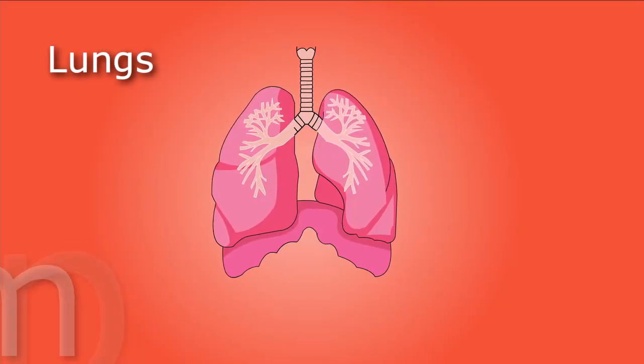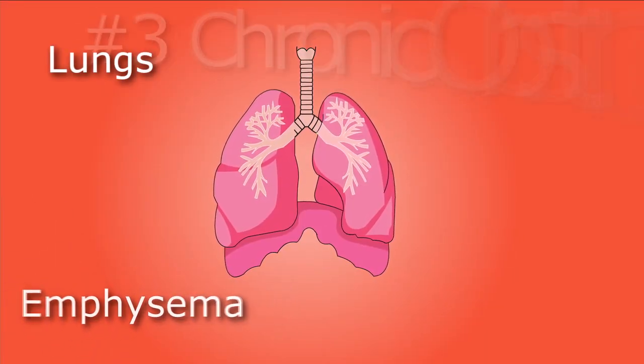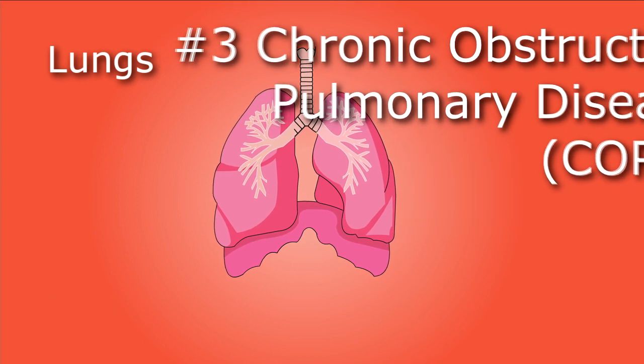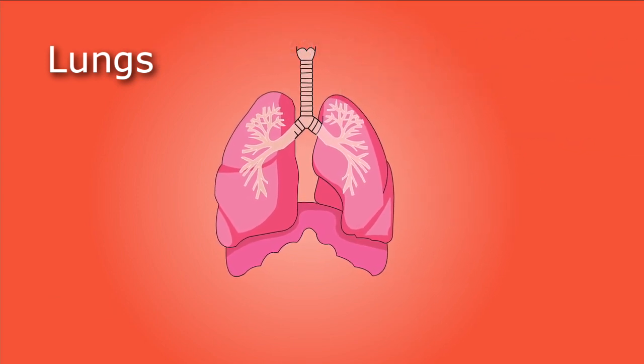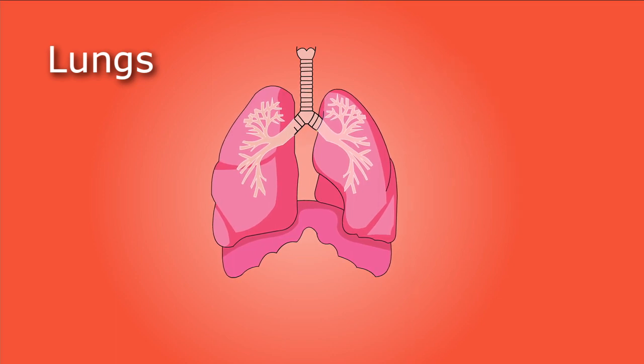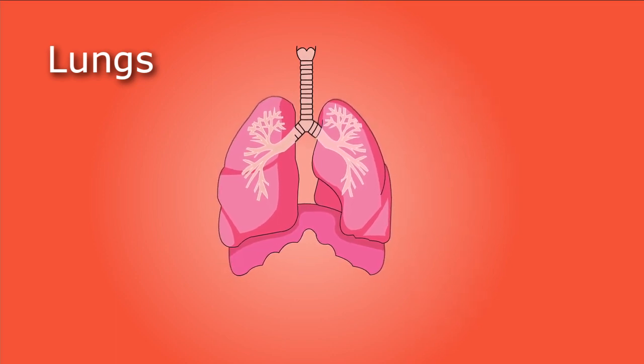Number 2, lungs: emphysema, COPD, which is chronic obstructive pulmonary disease. That's related to the number 3 cause of death in the U.S. Again, due to blockages or a breakdown in this fractal branching network.